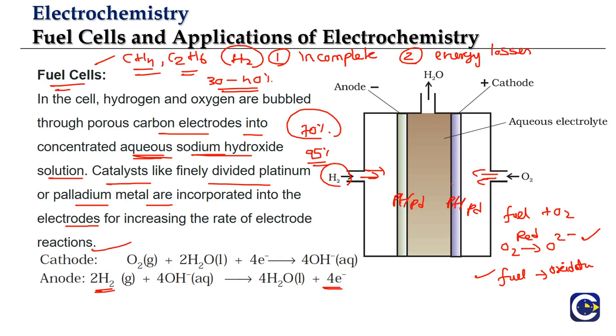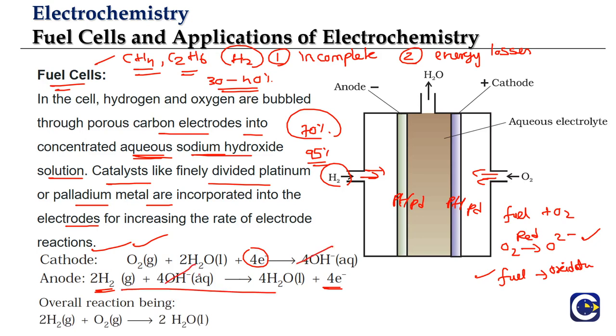And at the cathode, O2 will undergo reduction. So O2 will be gaining electrons and it will undergo reduction. So if you look at the overall cell reaction, what is the overall cell reaction? The 4 OH minus ions will be cancelled on either side. 4 electrons will be cancelled.